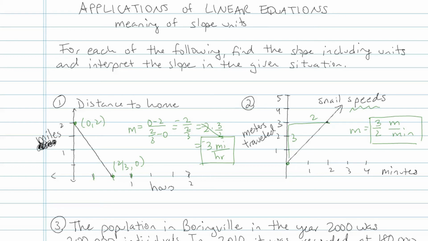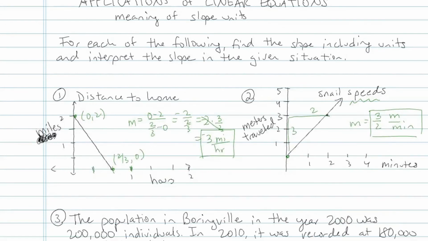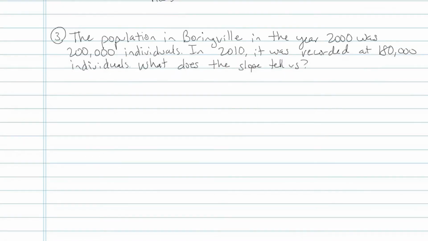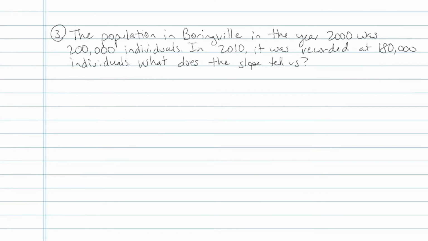One last problem. This one doesn't have a graph. It says the population of Boringville in the year 2000 was 200,000 individuals. In the year 2010, it was recorded at 180,000 individuals. What does the slope tell us?